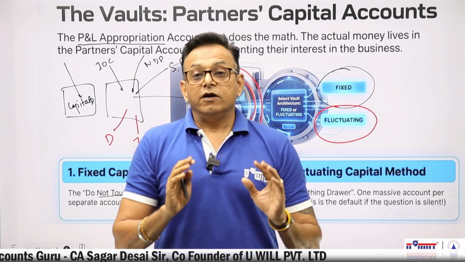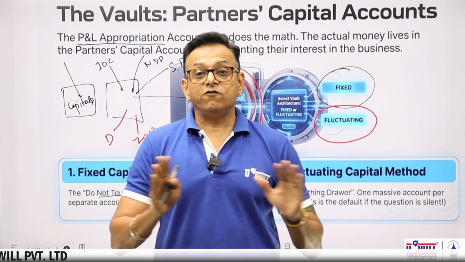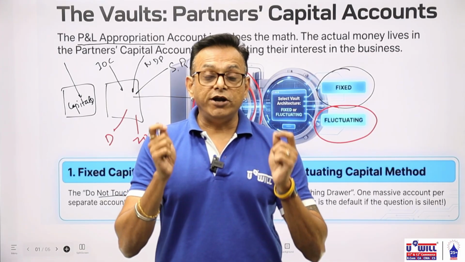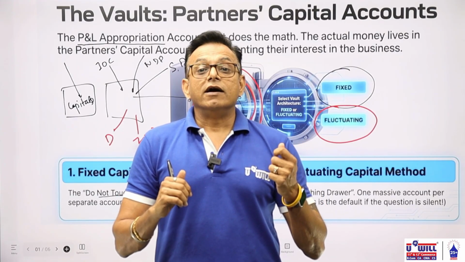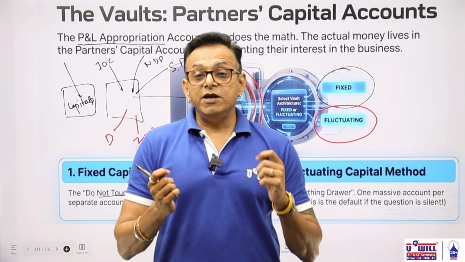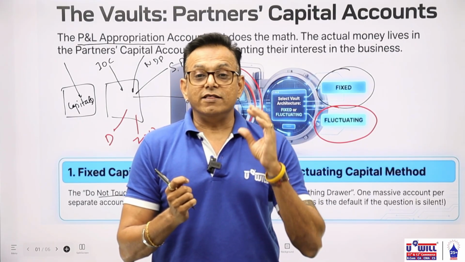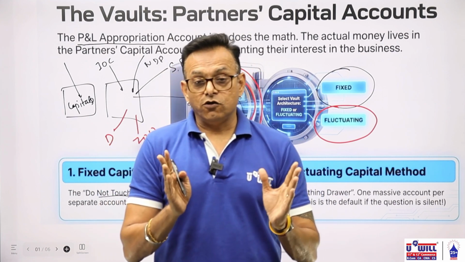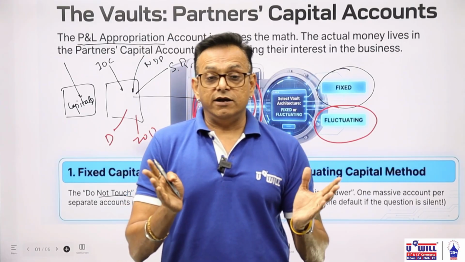And if it is just given that the balances of capital account were so and so and no other information is given, then it is fluctuating, so everything will go to the partner's capital account. So the point to keep in mind is when to use current account and when to use capital account. You will be using current account only when the word fixed is used in the question. Got it? I hope you have understood this difference and this concept very clearly.